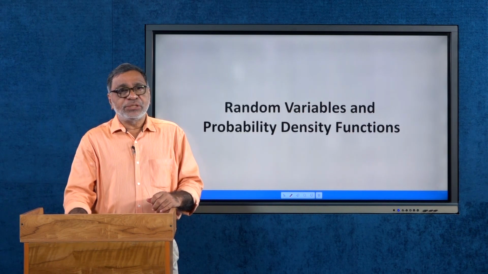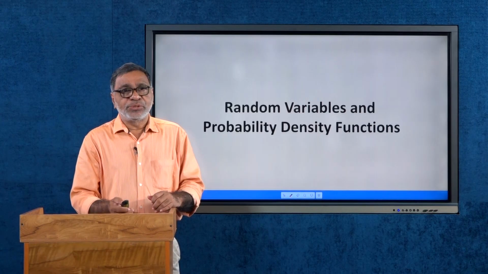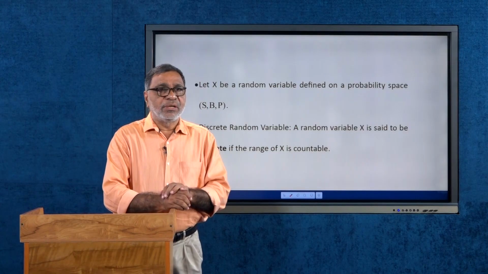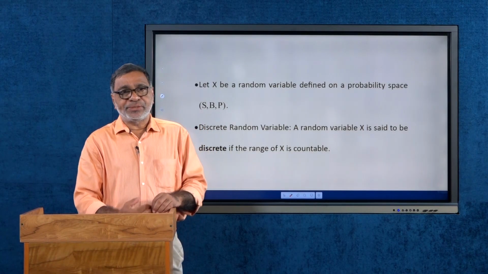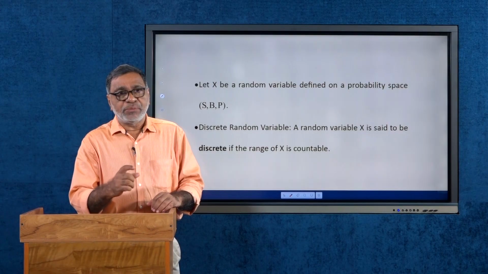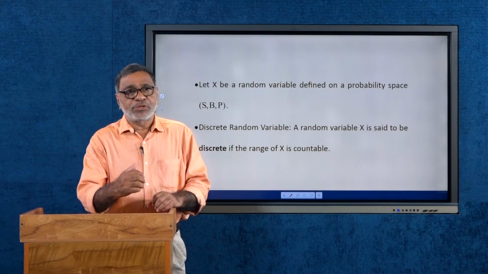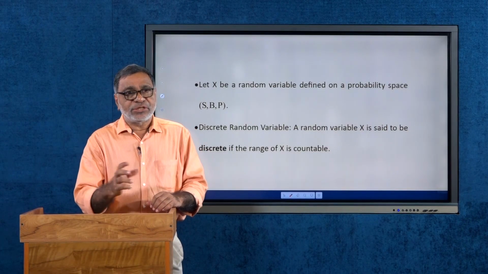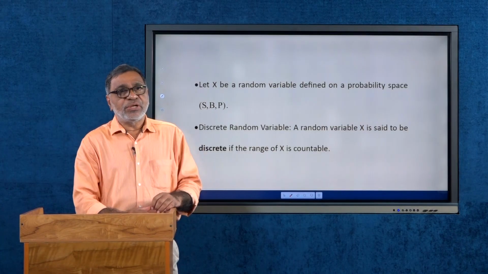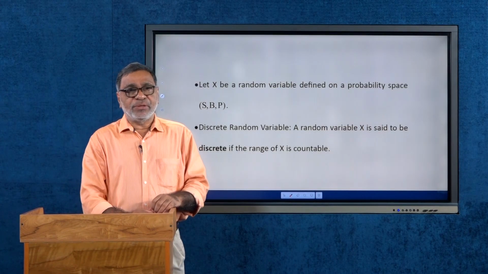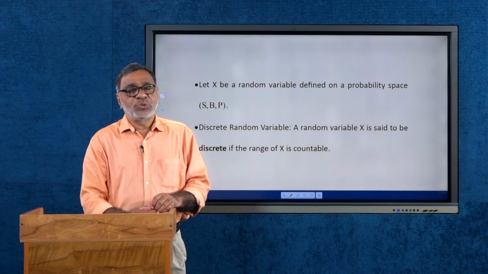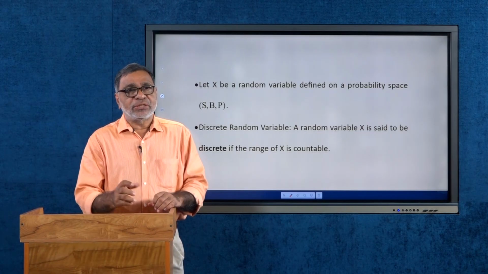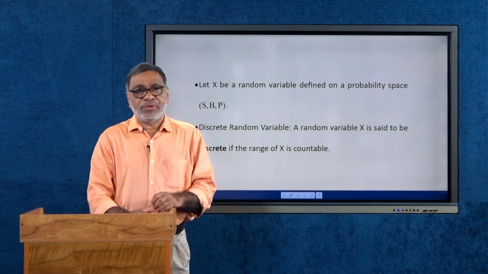As we discussed with regard to random variables, a random variable is a real valued function defined over the sample space. Generally there are different types of random variables, classified as discrete random variables, continuous random variables, and mixed type of random variables. But in this course, we are discussing only the distribution functions regarding discrete random variables and continuous random variables.